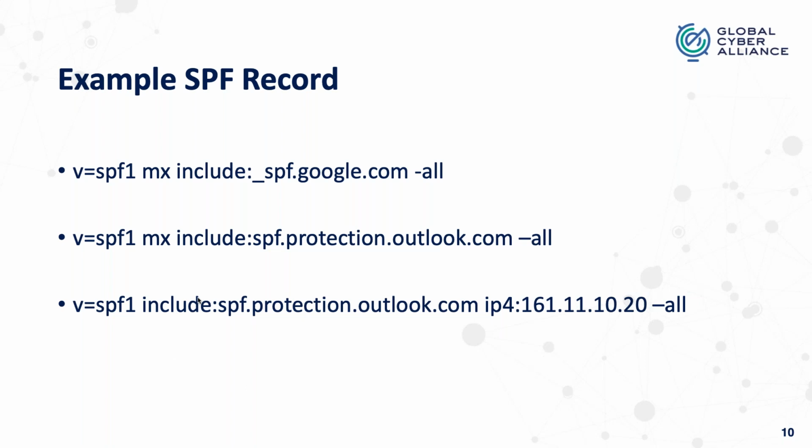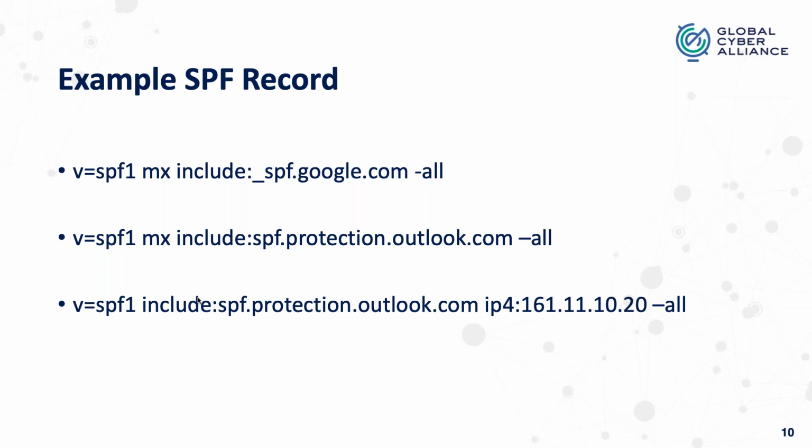If someone has Office 365, then only MX is enough. This include is not needed, correct? I actually recommend that you do have the include. The reason I say that is because by having the include statement spf.protection.outlook.com, that could potentially include other IP addresses of mail servers that are not in your MX, right?